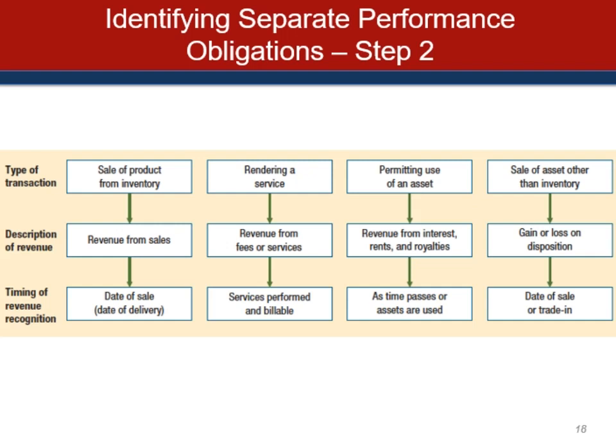Identifying separate performance obligations. There's a number of different kinds of performance obligations depending on what kind of business. So we talked about making sure that you understand what the business actually does, how it actually creates value for its customers. So the standard idea, the sale of product from inventory, would recognize sales revenue, and that would be recognized when you actually delivered the goods, the product. And so your FOB shipping point or destination would be key items in identifying when that happened. Rendering a service, you would record fee or service revenue, and that would happen when you've done the services to the point where they're performed and billable.